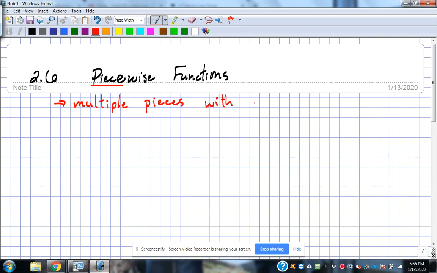with specific domains. And what do we know about domain in general? That's the x values. It's going to tell us what x values this piece works for, and then what other values that it works for. So again, remember domain, just like you said, is x, and then the range is y.